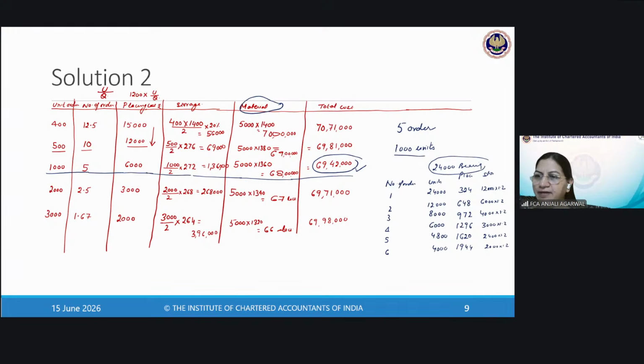This way, you will add placing plus storage, and you will place that many number of orders where the total cost is least. This type of solution will not give you a fraction in number of orders. Okay.